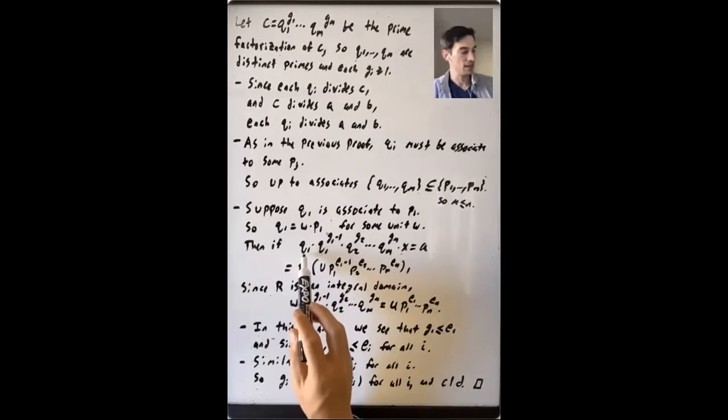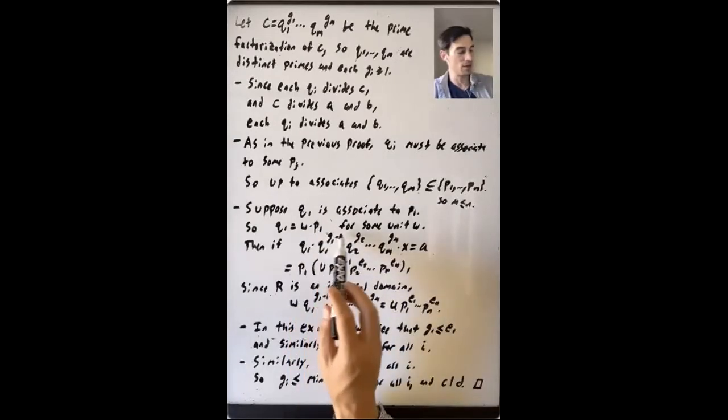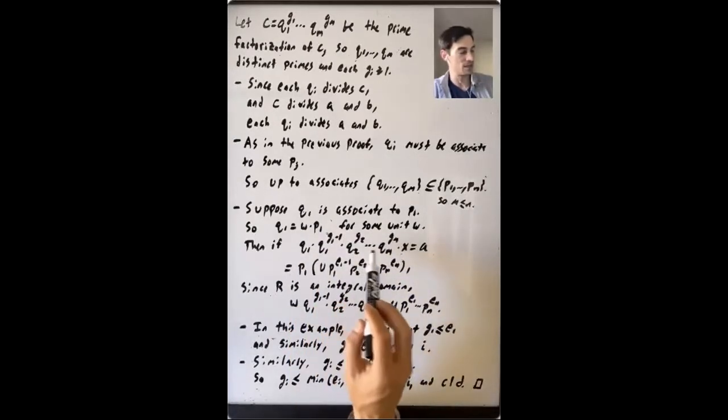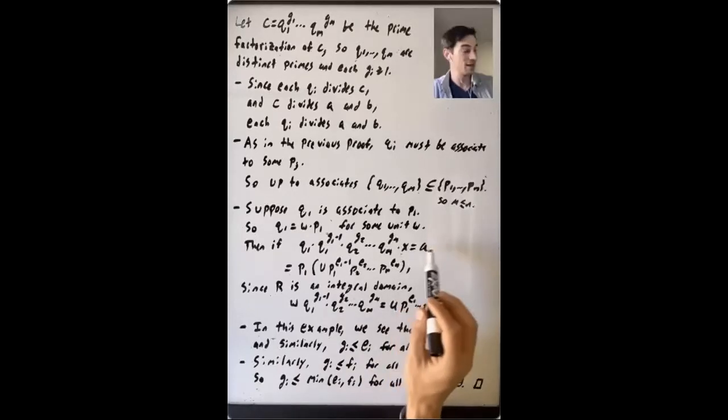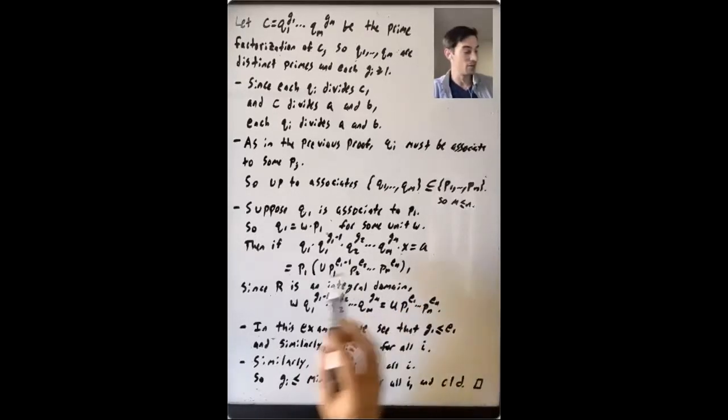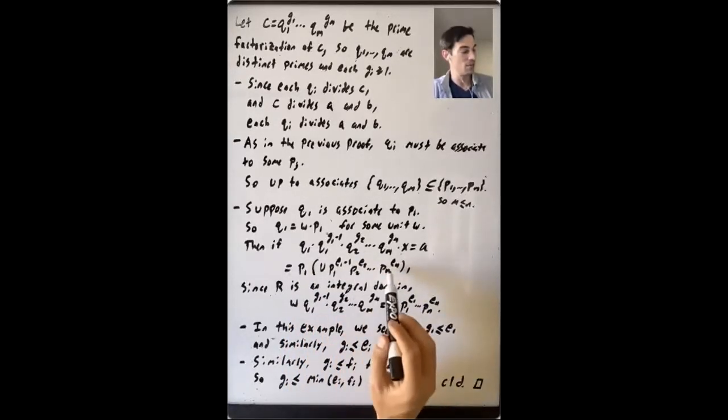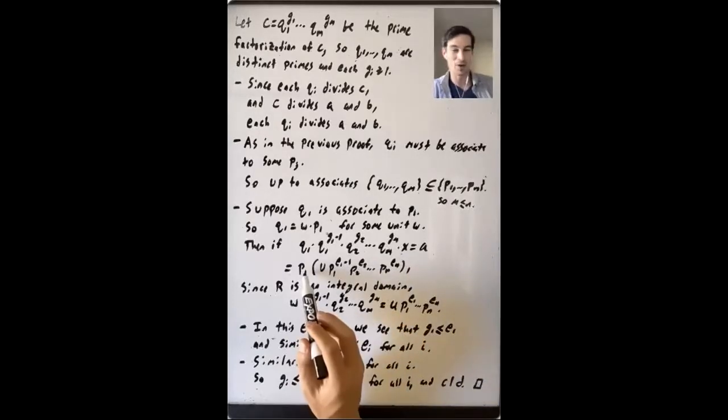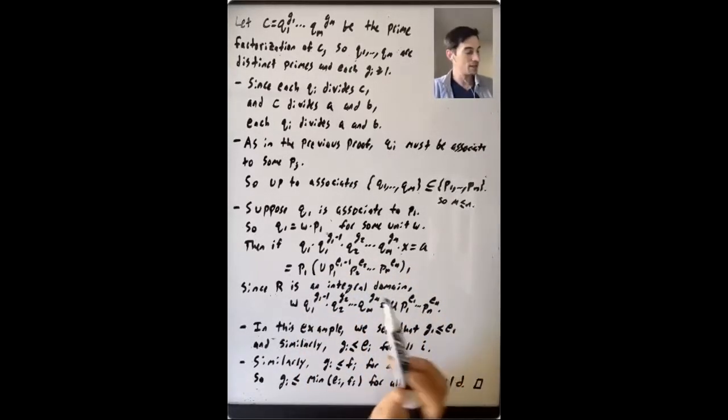So here's C. It's Q1 times Q1 to the G1 minus 1 times Q2 to the G2 times QM to the GM, times something, X in the ring, is equal to A. And what is A? A is equal to P1 times U times P1 to the E1 minus 1, P2 to the E2, Pn to the En. So I've just taken one of the P1s and pulled it out to the front.